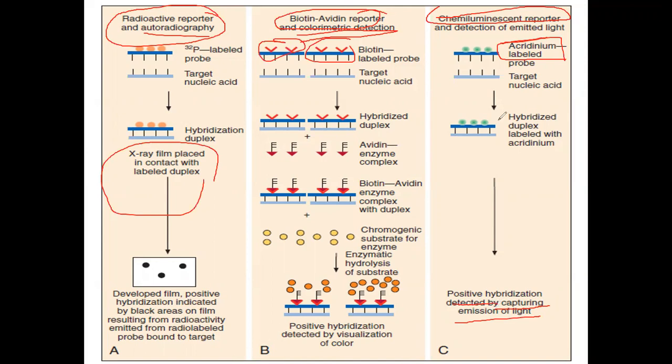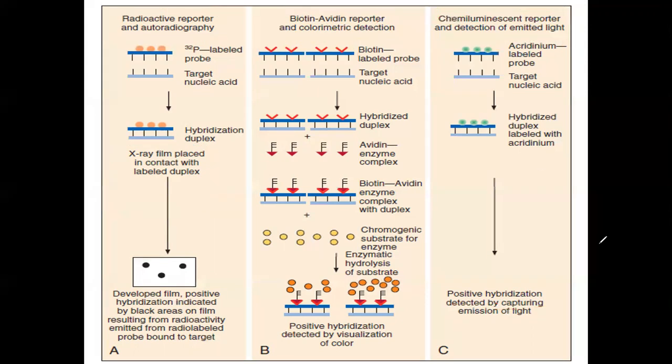Ulitin ko, if the label used is a radioactive reporter, yung label, we call it a reporter molecule. These are your reporter molecules, yung label ng probes natin. If it's a radioactive reporter, then we're using autoradiography, the use of your films. If you were using biotin avidin reporter, we can use colorimetric detection to detect the result. If we're using acridinium or chemiluminescent reporters, then we should use detection of emitted light or chemiluminescence. So that's for your hybridization.